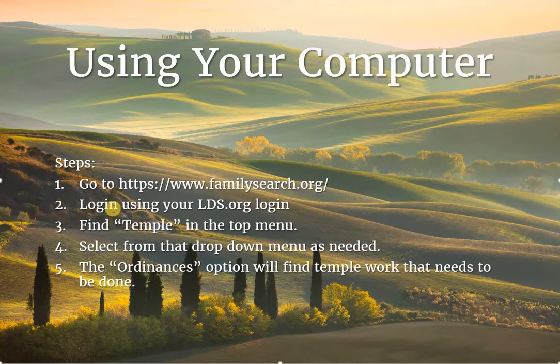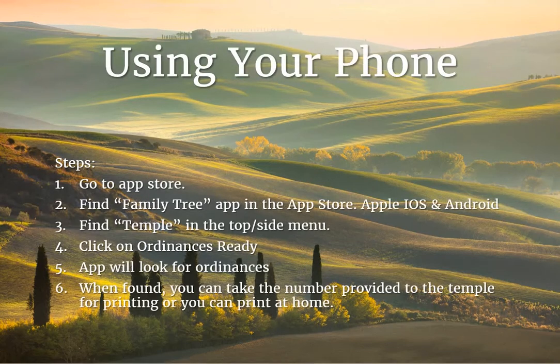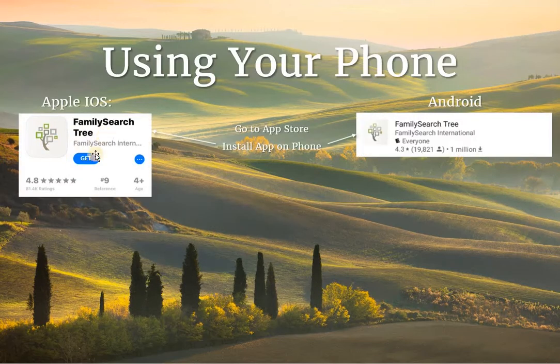So speaking of using your phone to do this, let's go look at some of those steps. So using your phone, you need to go to the App Store. You can find the Family Tree app in the Apple App Store or in the Android Google Play Store. Once you do have the app, you go to Temple, and let's take a look at that. So here's what it looks like in Apple iOS. This is what it looks like in Android.